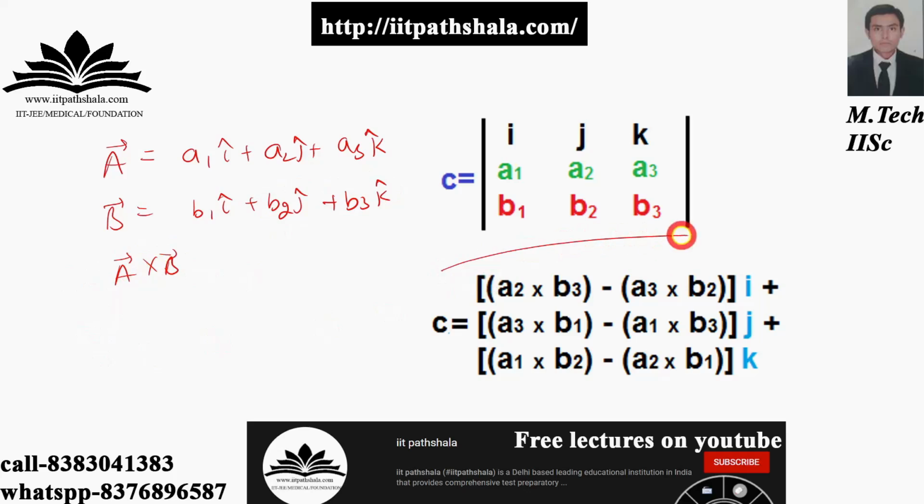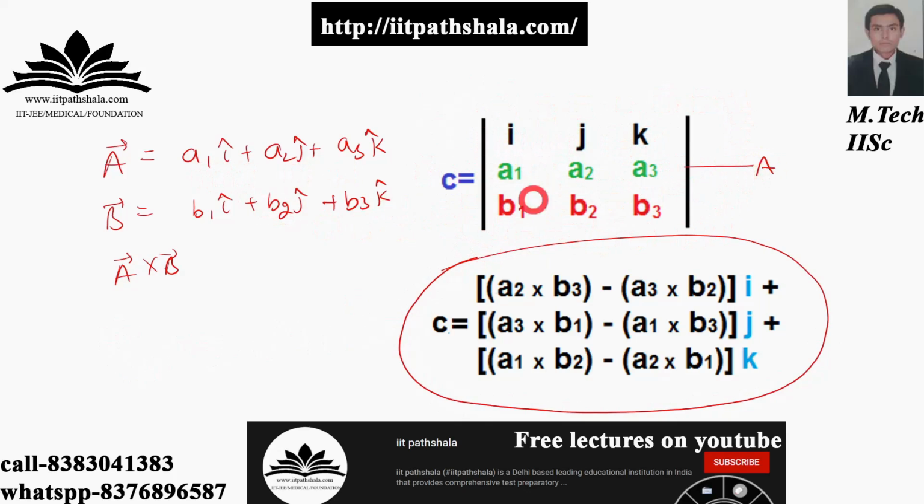This is the simple formula which I have written over here. You can follow it, but in the examination what you can do is form the determinant as follows: i j k, then write the components a1 a2 a3 of vector a, and b1 b2 b3 of vector b. Let us play a game over here. Let us put a plus, then a negative, then a plus. Fine with that?